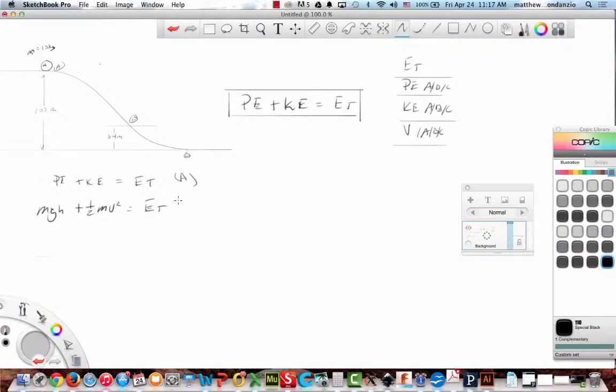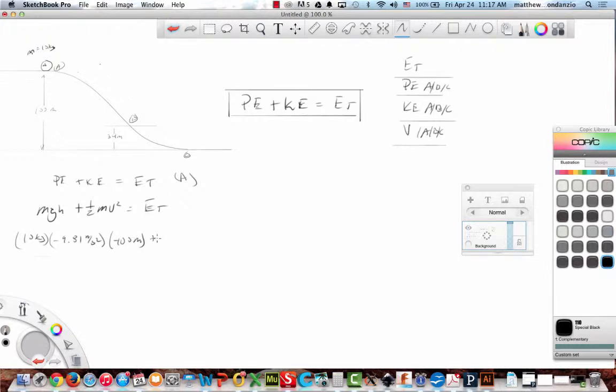A. So let's do A. What's my mass? 10 kilograms. What's my g? Negative 9.81 meters per second squared. What's my height going to be? It's negative. It's going to go down to negative 100 meters. I know I'm doing this wrong.